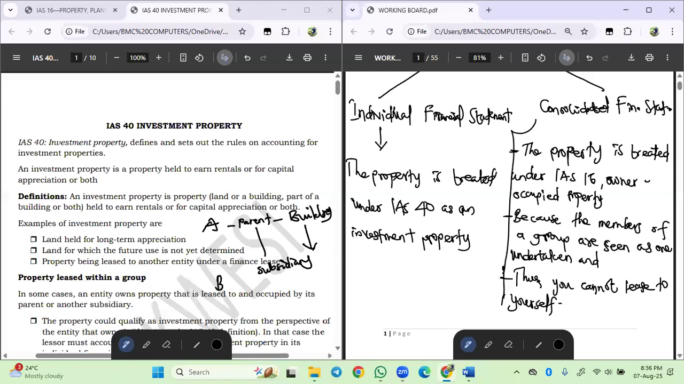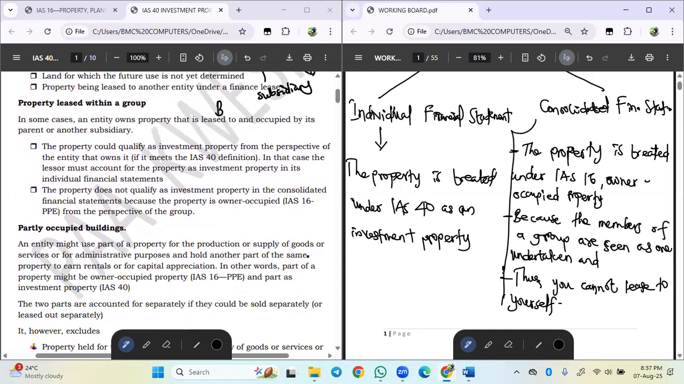For the owner-occupied property, the main purpose is what? For production purposes, producing your goods and your services and also administrative purposes. But for the investment property, that one is acquired mainly for what? Rentals and also long-term capital appreciation. Okay, so this is what I can explain about that.